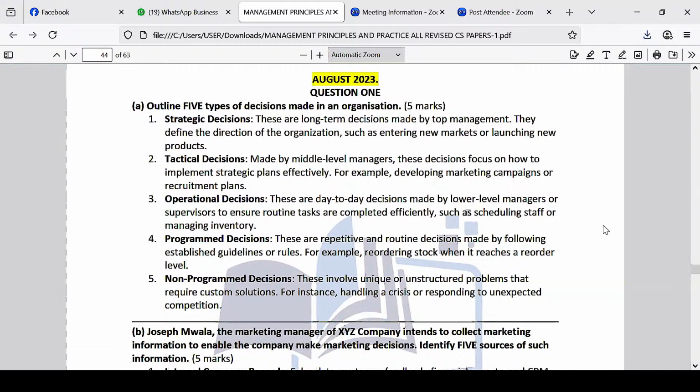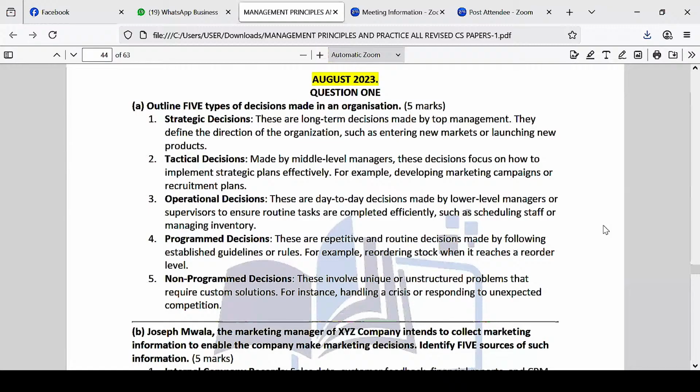Then number two is called tactical decisions. Which are these decisions? These are made by middle level management. You see, strategic decisions are normally made by top level management. Now, these tactical decisions are made by middle level managers, meaning in between. These decisions focus on how to implement strategic plans effectively, for example, developing marketing campaigns or recruitment plans. So basically, those are called tactical. They are normally mid-level management decisions.